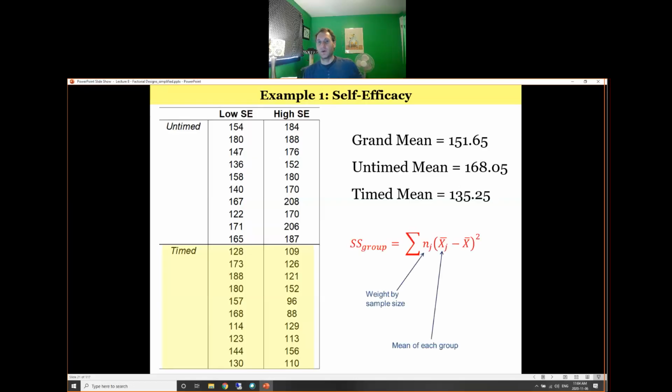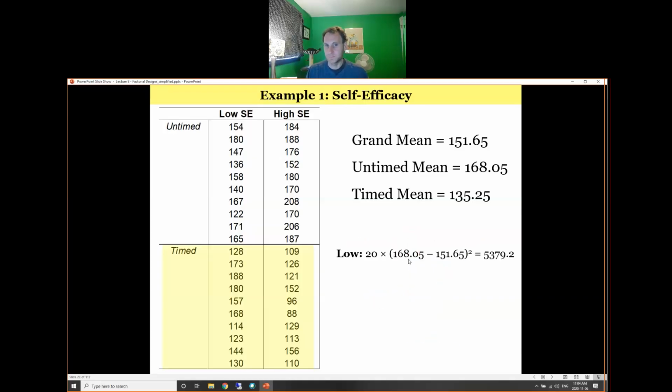Again, I can apply my equation by subtracting the grand mean from each group mean, squaring the result, multiplying by the number of people, and then summing those together. For the untimed condition, I have a mean of 168.05. I subtract out the grand mean of 151.65, square that result, and multiply by 20 because there are 20 people in the condition. The result I get is 5,379.2.